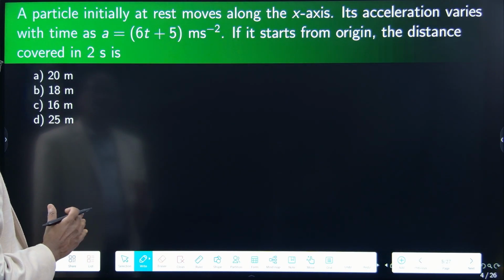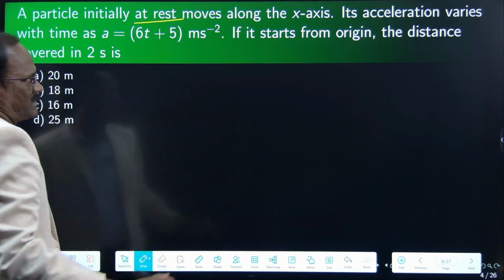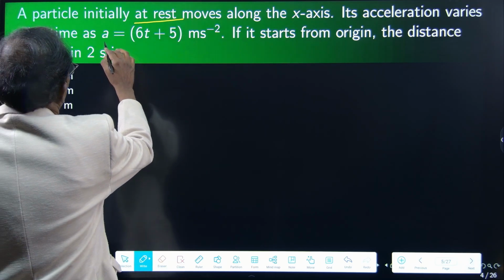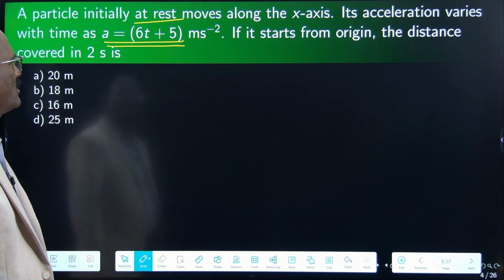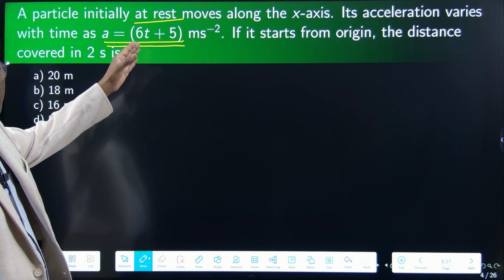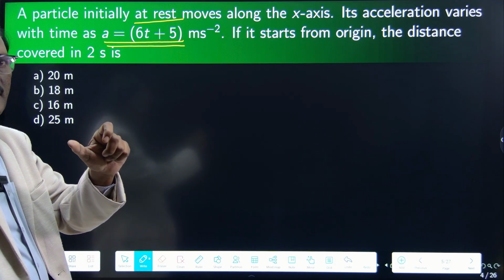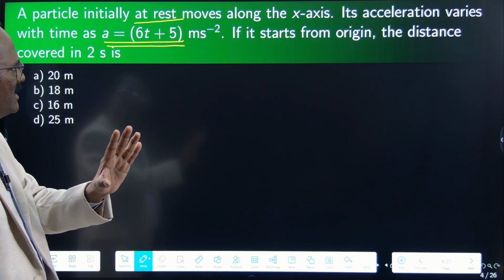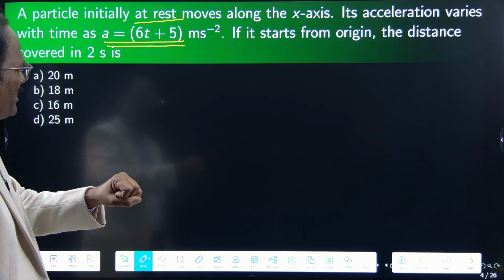Next problem. A particle initially at rest moves along the x-axis. Its acceleration varies with time as a is equal to 6t plus 5. Students, please remember, in most of the problems in this video lecture, we will have this type of data only, in equation format, not in numbers. From the numbers, we have solved many problems in video lecture number 1. The link is given in the description box. You can watch it if you are interested.